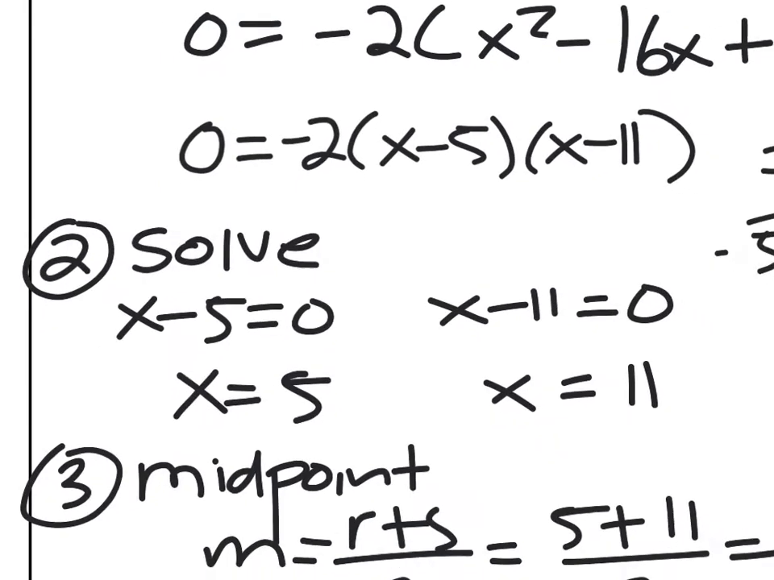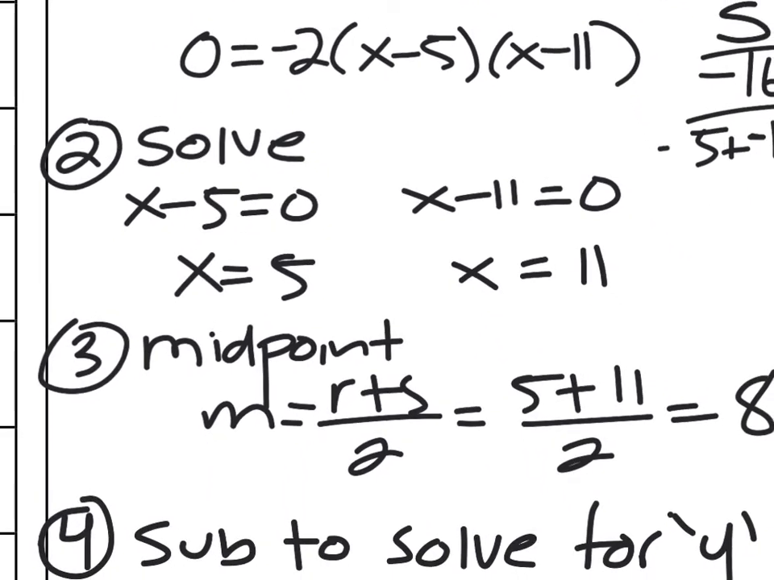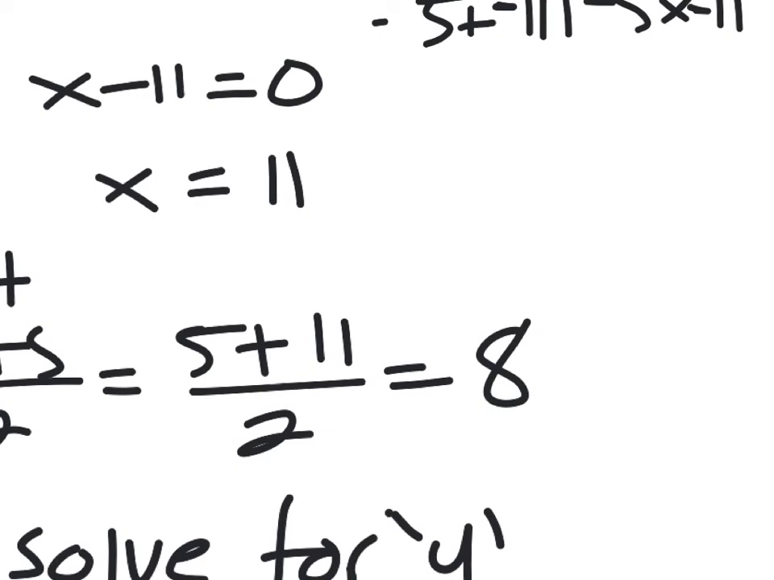Then I find the midpoint between those 2 x-intercepts. The way that I do that is that I add them up and divide by 2. So 5 plus 11 divided by 2 gives me my x value of 8. This x value is the x value of your vertex. So this is where your max or min is going to occur at.